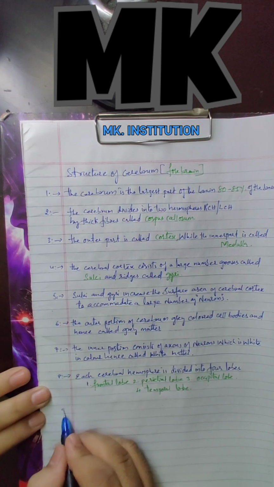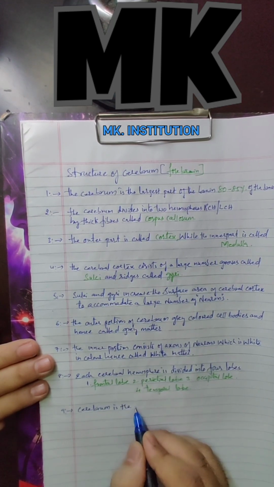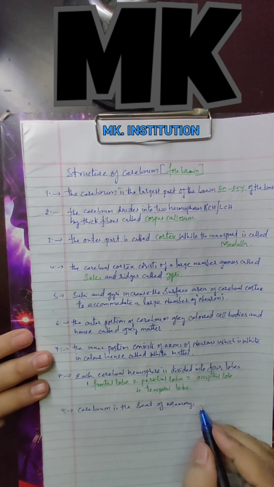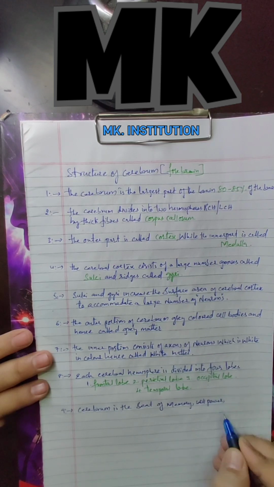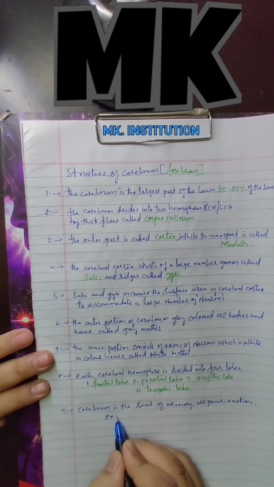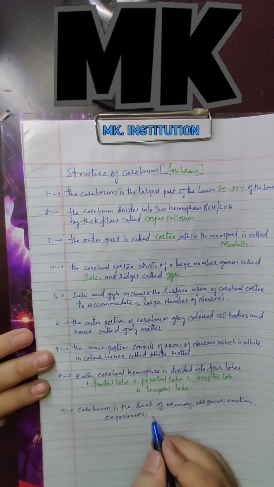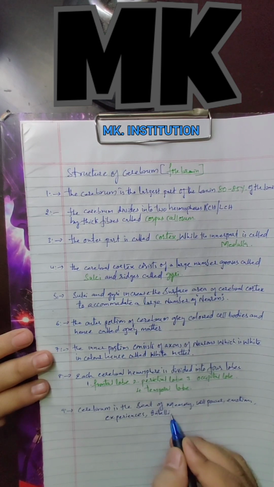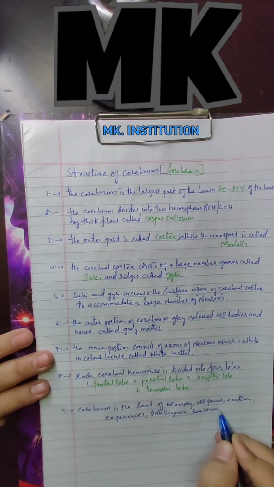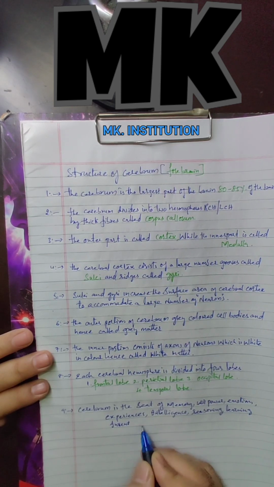Next point. Cerebrum is the seat of memory, willpower, and emotions, expressions, or experience, you can tell, experiences, intelligence, reasoning, learning, invent, and plan.